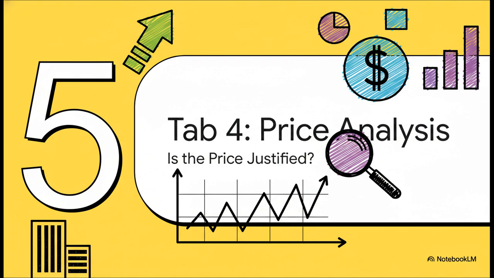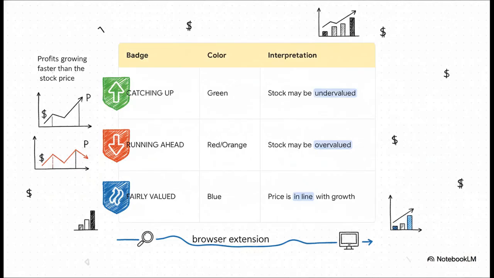All right, up to this point, we've been all about the company's fundamental health. Now, in tab 4, we're going to switch gears. We're bringing the stock market into the picture to ask a huge question. Does the stock's price actually make sense, given the company's performance? This tab uses this really simple but brilliant badge system. It compares just 2 things: the 5-year growth rate of the stock price against the 5-year profit growth.